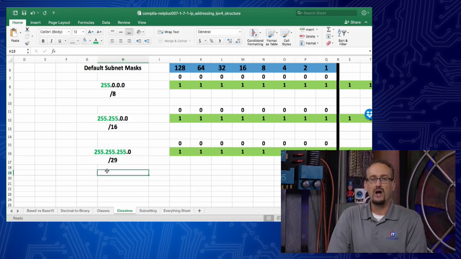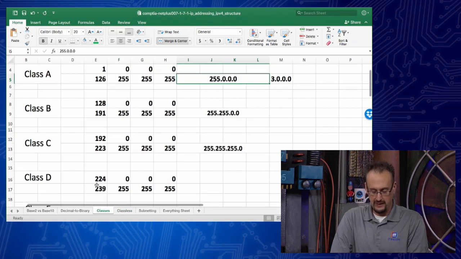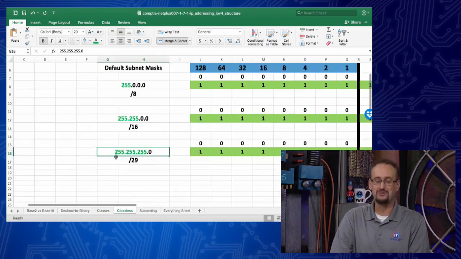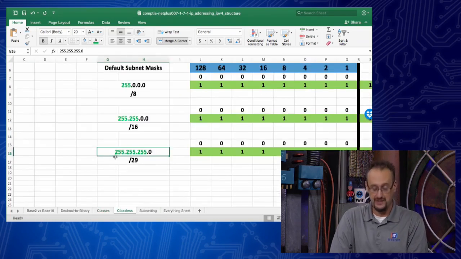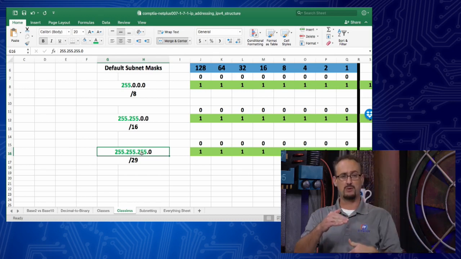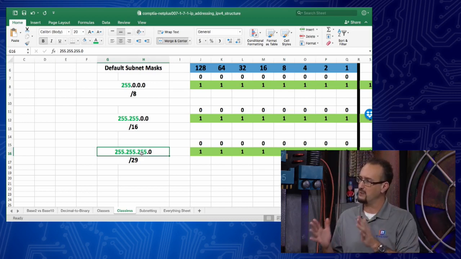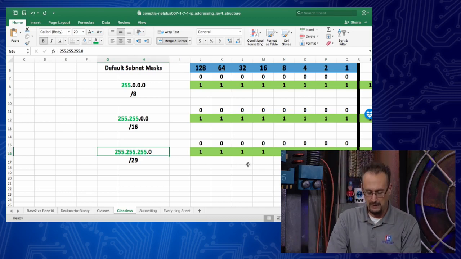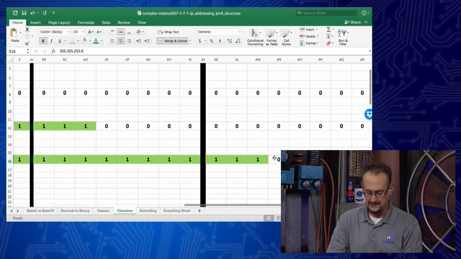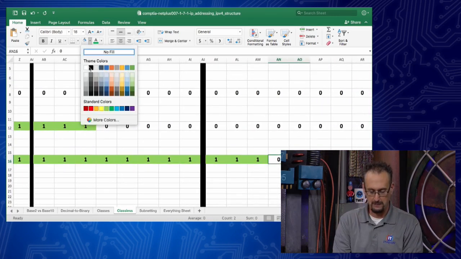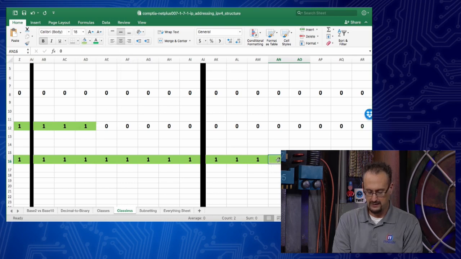Well, I know 24 has got to be somewhere around here. 24 bits have to be there, so that's 255.255.255. Now I just take 29 and I subtract 24. What does that give me a remainder of? It gives me a remainder of 5. Now I know I'm dealing with 5 bits left. So if we come back to this last octet and we ensure that there are 5 bits turned on, there's my 5 bits.